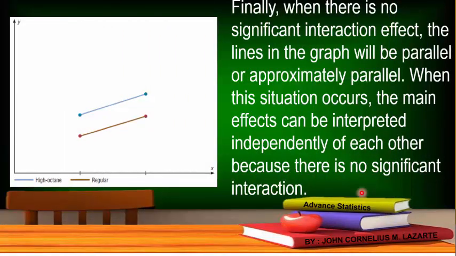And lastly, when there is no significant interaction effect, the lines in the graph will be parallel or approximately parallel. When this situation occurs, the main effects can be interpreted independently of each other because there is no significant interaction.